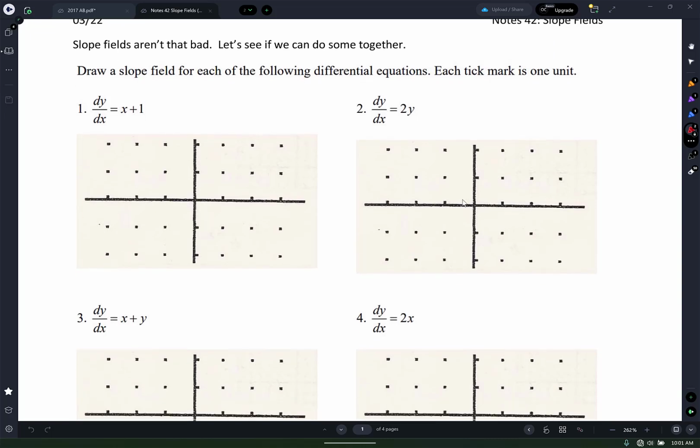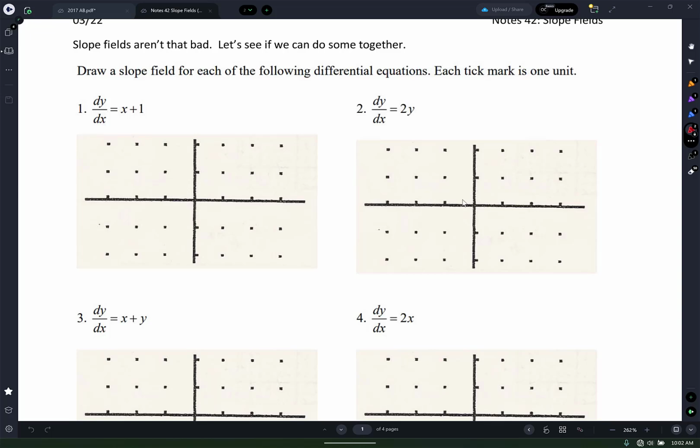It says draw a slope field for each of the following differential equations. Each tick mark is 1 unit. Okay. So they tell you, look at number 1. dy dx equals x plus 1. Notice the differential equation just has an x on it. Cool or not cool? So on the y-axis, the x value is 0.